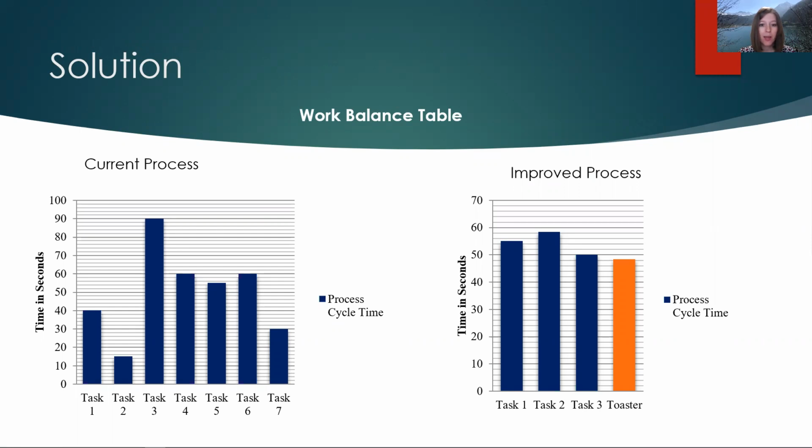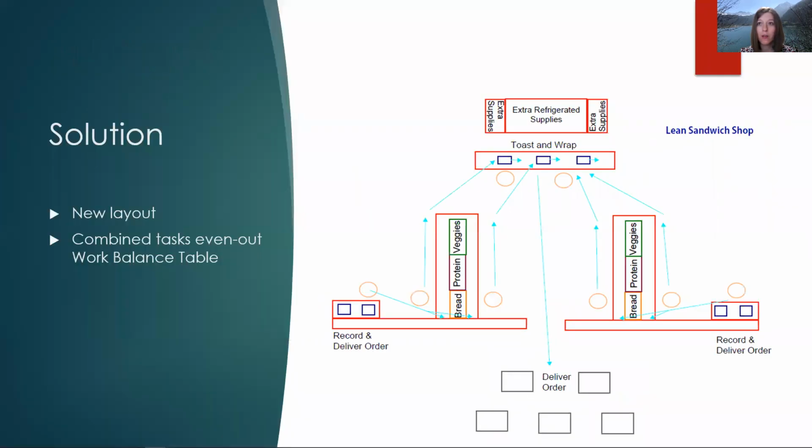Going back to our work layout, again you can see the flow here where we have the 3 steps of recording and delivering, and then task 2 that incorporates the flow of these items by one employee and then over into the toaster, and then that person filling the last 3 steps of that process into one task.